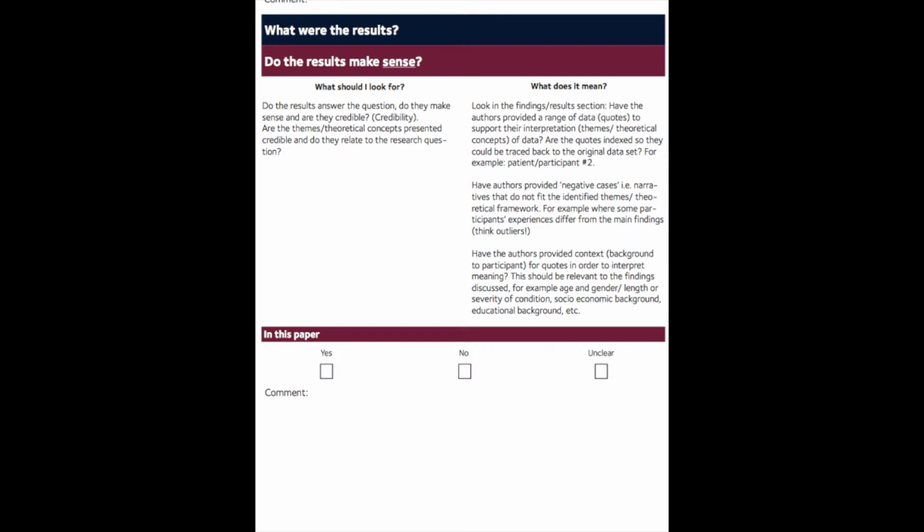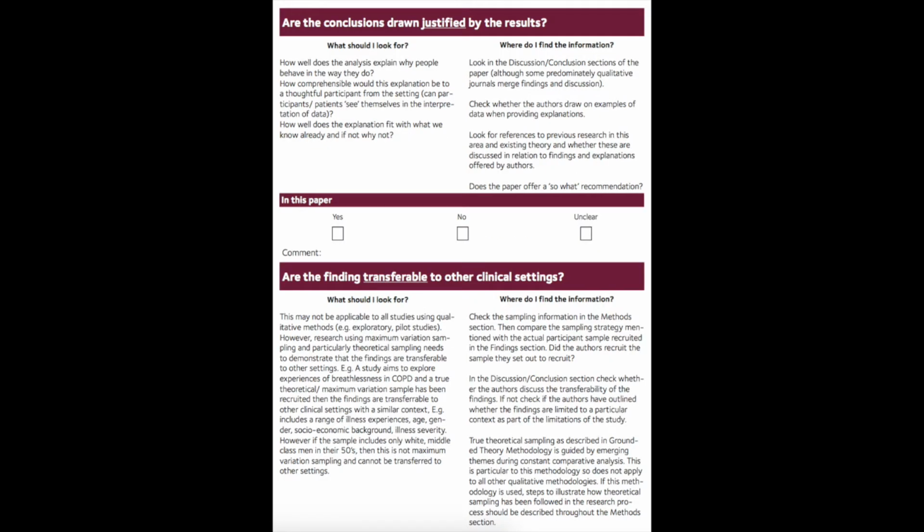And what were the results, and do the results make sense? Do the results answer the question? Do they make sense, and are they credible? Are the conclusions drawn justified by the results? How well does the analysis explain why people behave in the way that they do? And are the findings transferable to other clinical settings?